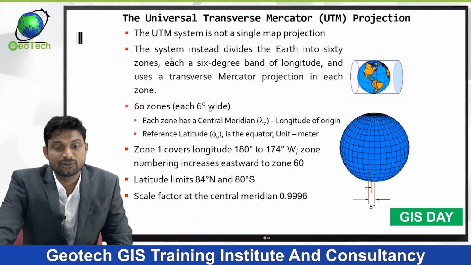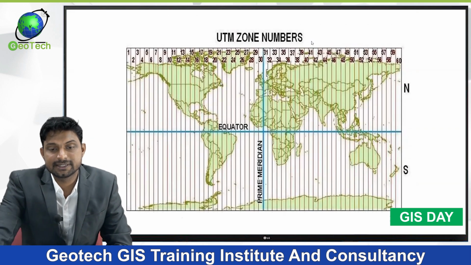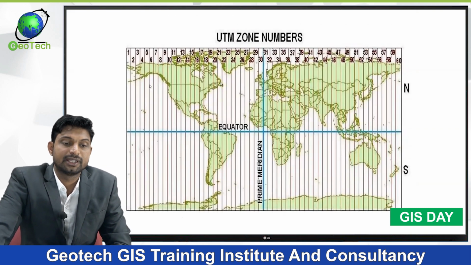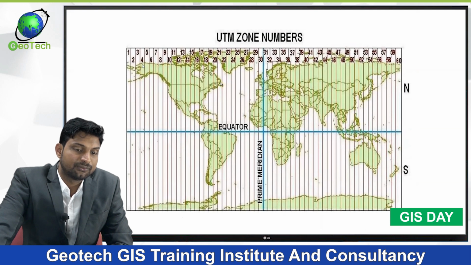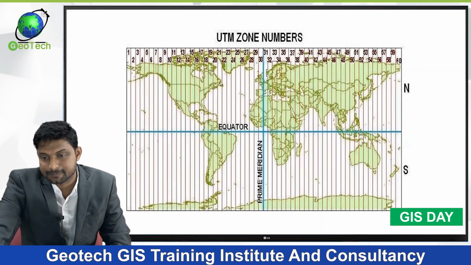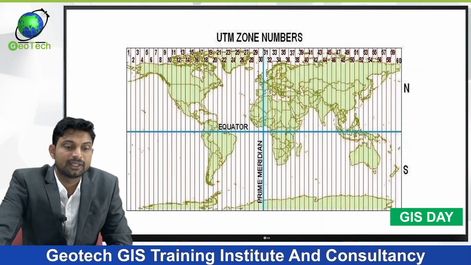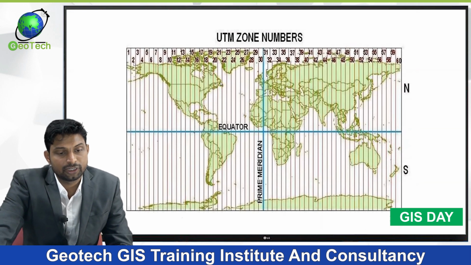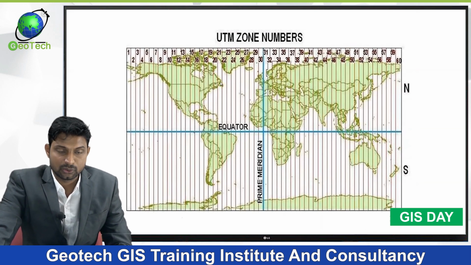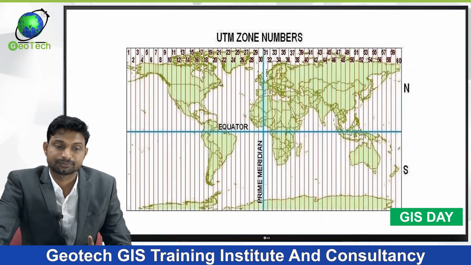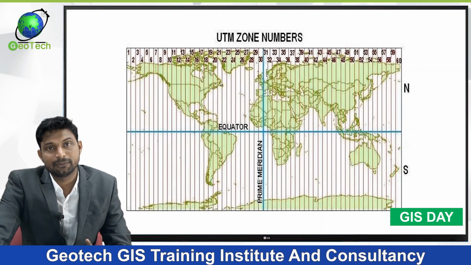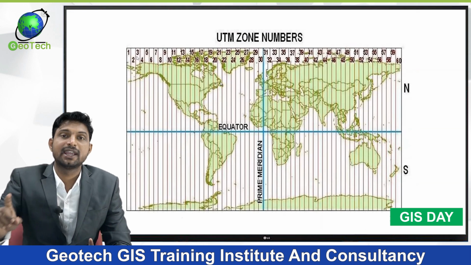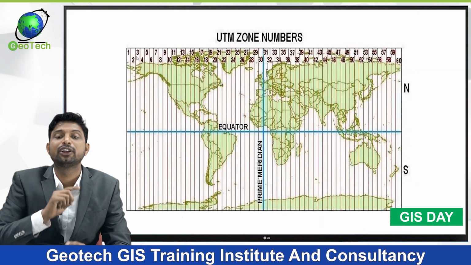So if you see here, there are 60 zones, each zone 6 degrees wide. This is the UTM zone number, you can see: 1, 2, 3, 4, 5, and it ends at 60. The first UTM zone covers the first 6 degrees of longitude. Then the second UTM zone is 6 to 12, that is 2. Then the third UTM zone is from 12 to 18. Like this, every 6 degrees of longitude has 1 UTM zone.